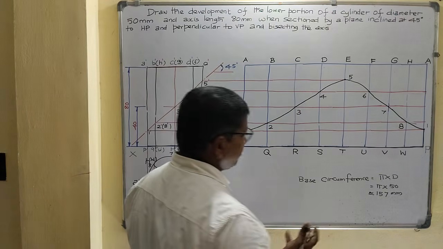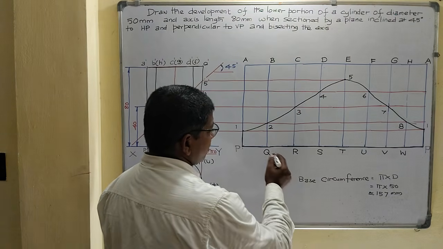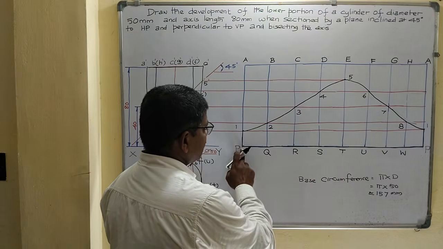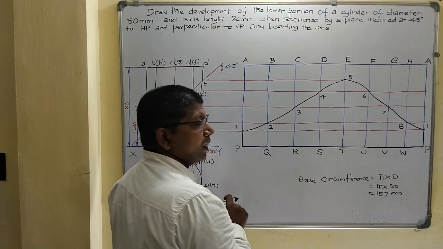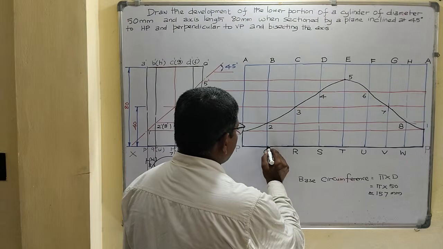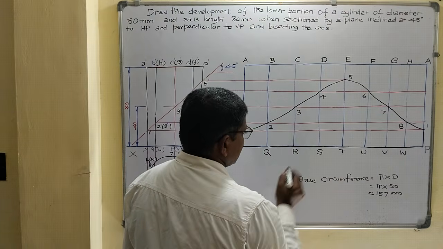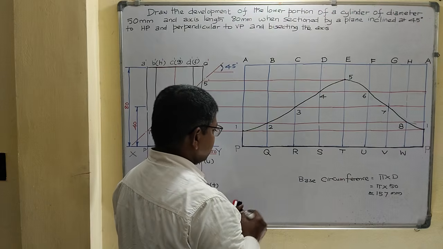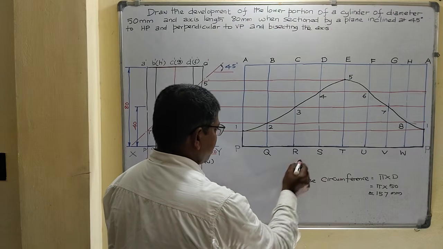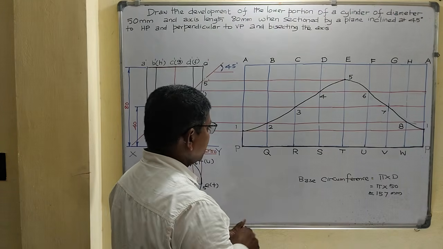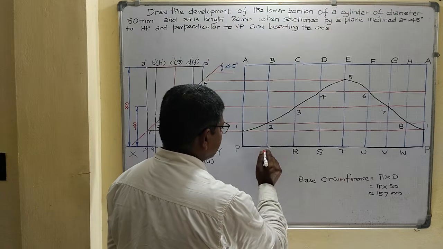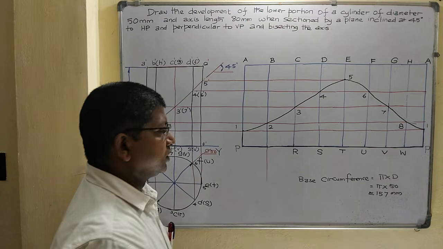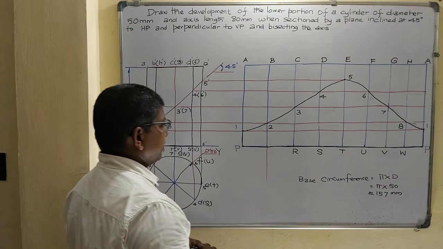So how to draw the base? Take any one point in between P, the initial and starting point. We will take Q because space is not available here. From Q, draw a vertical line using a 2H pencil.